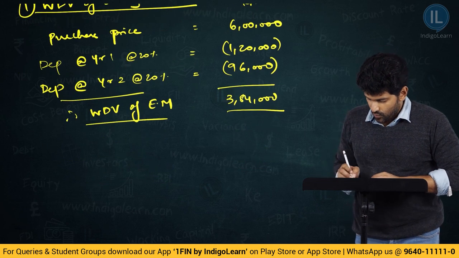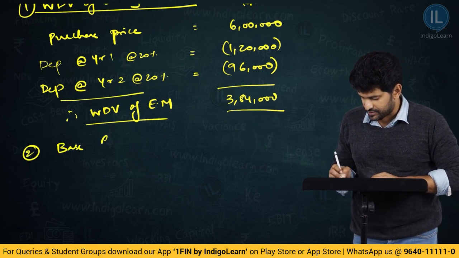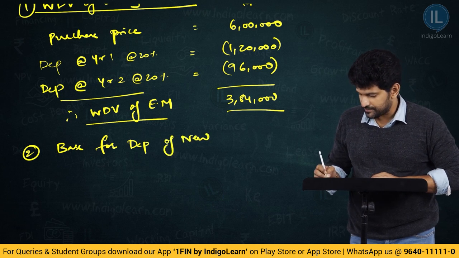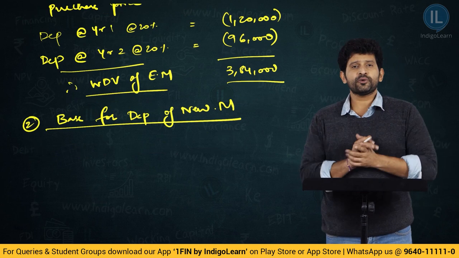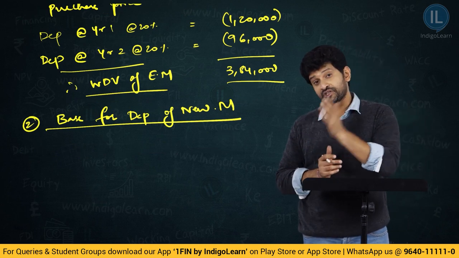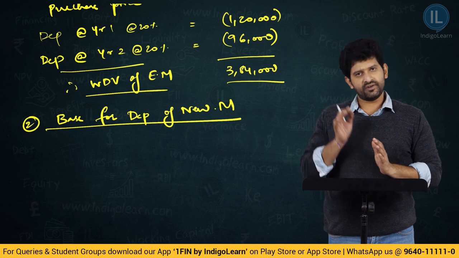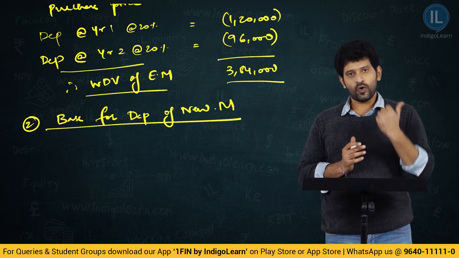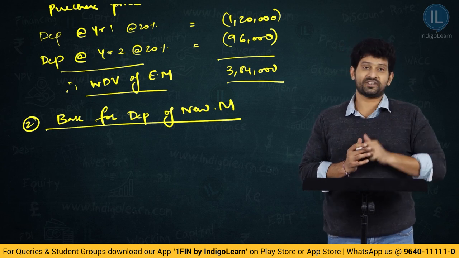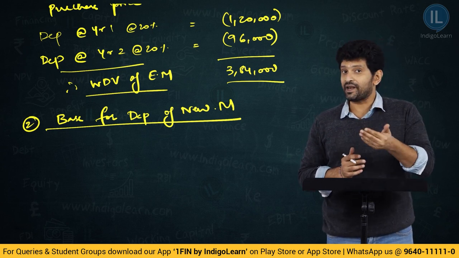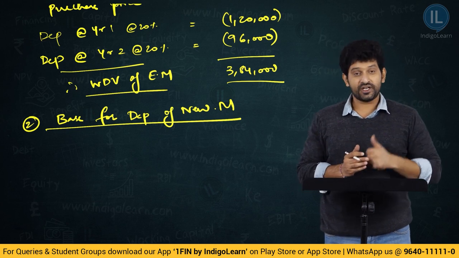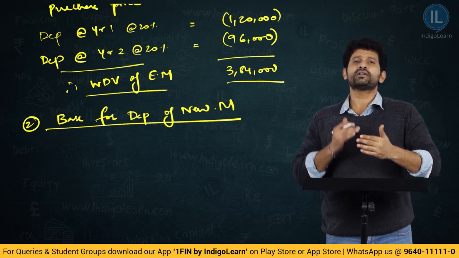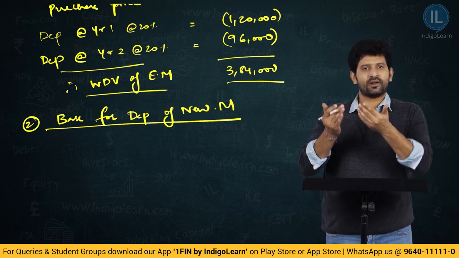Now, what is the base for depreciation of new machine? So, how do we compute the base for depreciation of new machine? Ideally, we will take the purchase price of new machine. Then, we will remove the sale value of the old machine. But here, friends, there is a block of assets. Therefore, what we will do? We will not simply remove the sale price of the old machine, we will also add the retained WDV of the old machine. If it is more, the surplus will be added. If it is less, the benefit will be reduced.